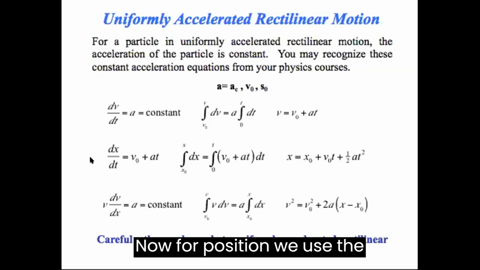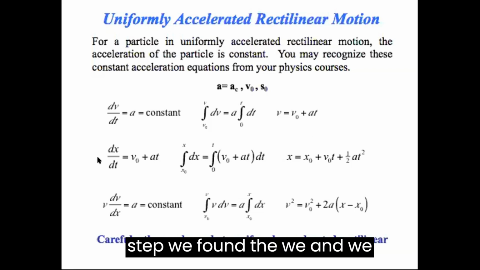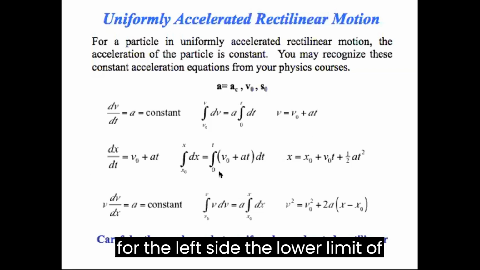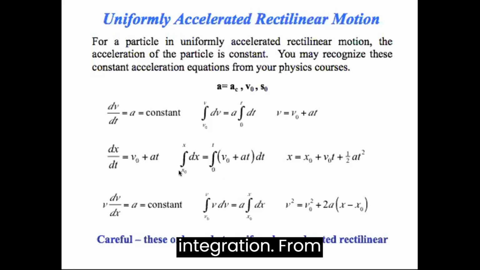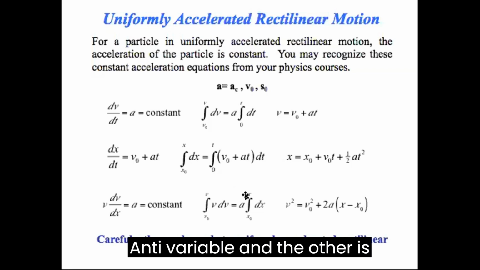Now for position, we use the kinematic formula, and from the previous step, we found v, and we substitute in v and integrate both sides. For the left side, the lower limit of integration is s0, and for the right side, we integrate from time 0. Again, in the equation, x and t are variables and the others are constants.